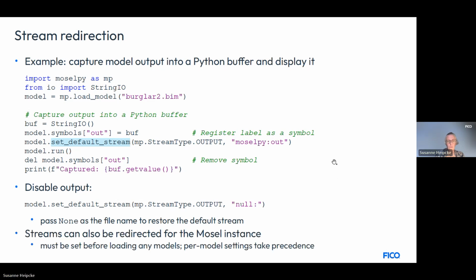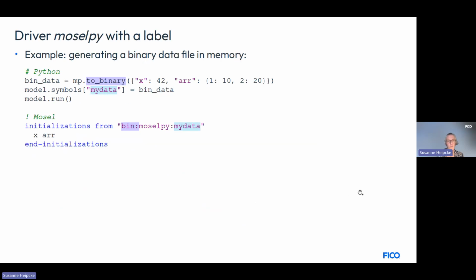Okay, so the redirection can happen either per Mosel model, so what I'm loading is one Mosel model, or I can put this on the Mosel instance, but any setting needs to be made before I do anything else, so before I load any models into it. Then it applies to everything unless I make per-model settings, which take precedence over the general ones.